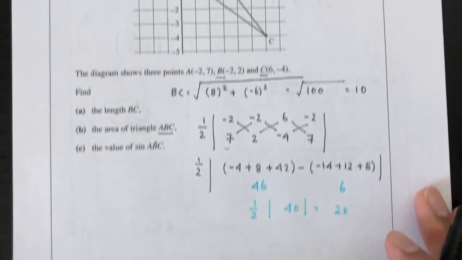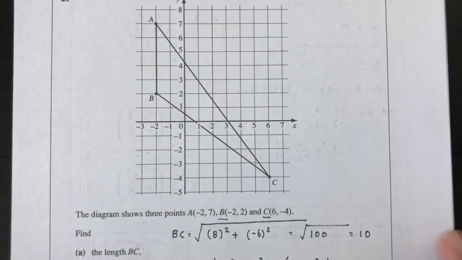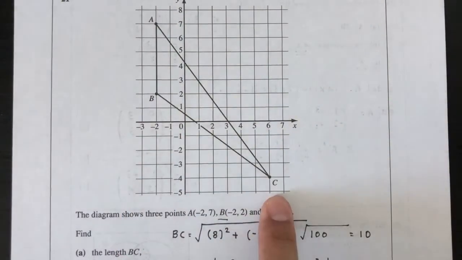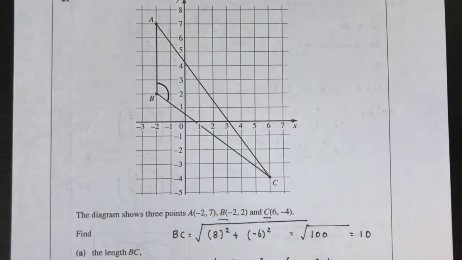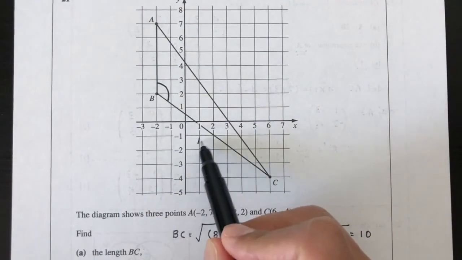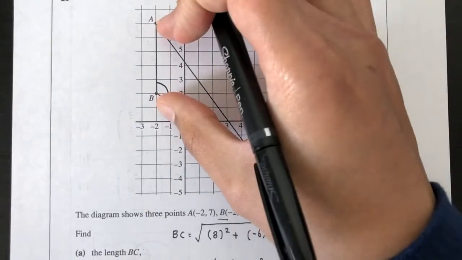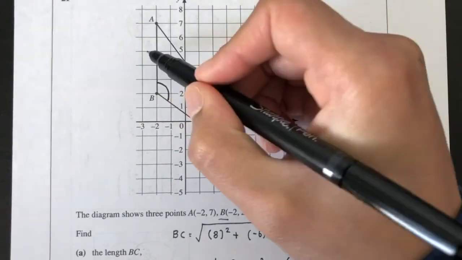Now for part C, we have to find the value of sine ABC. So how do you find this? Pretty easy as well. If you realize, we know that BC is 10 from part 1, and AB is just this length. It is 1, 2, 3, 4, 5.